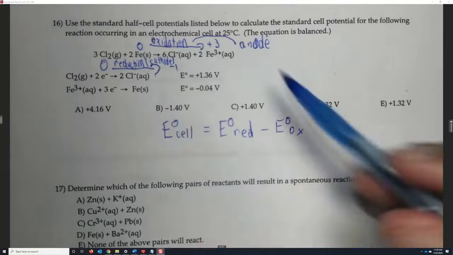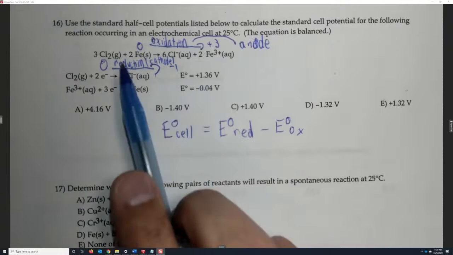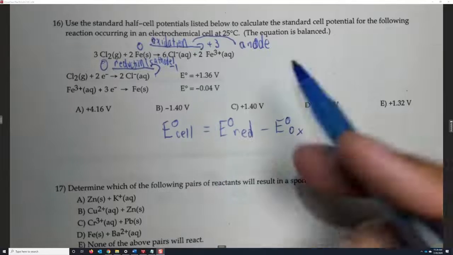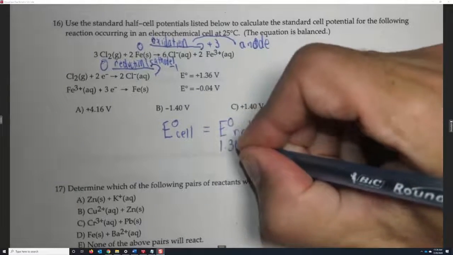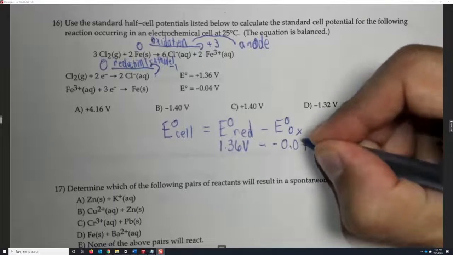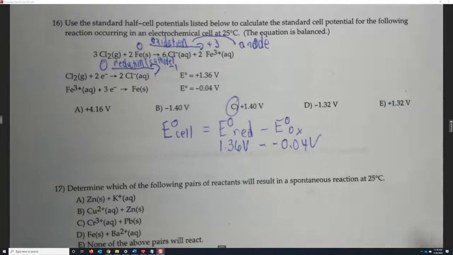So now we know where reduction and oxidation are occurring. If we look at the standard reduction potential of the cathode, or where reduction is occurring, it's 1.36 volts. So 1.36 volts minus the other one, negative 0.04 volts. And when you do that, you get positive 1.40 volts.